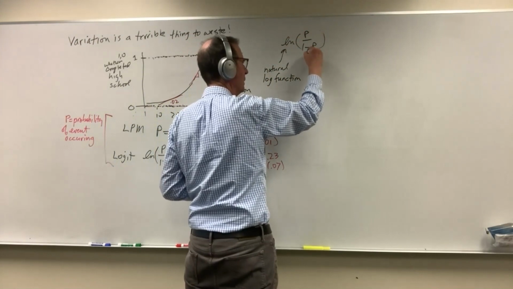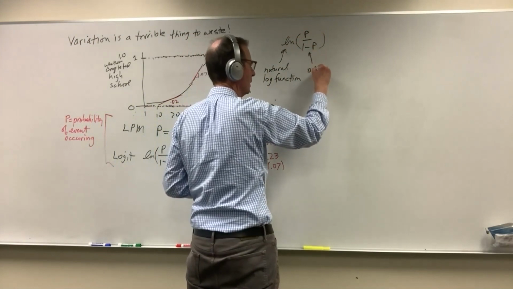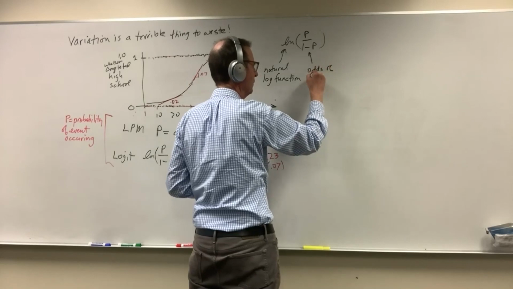And P over 1 minus P are the odds of an event occurring.